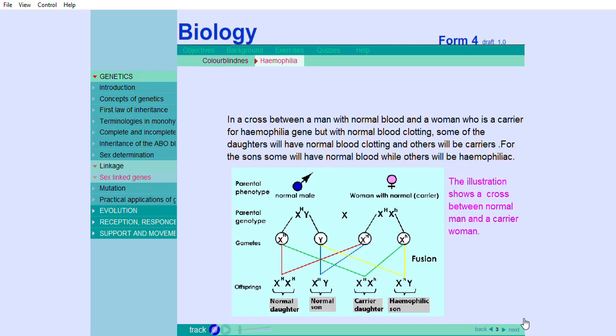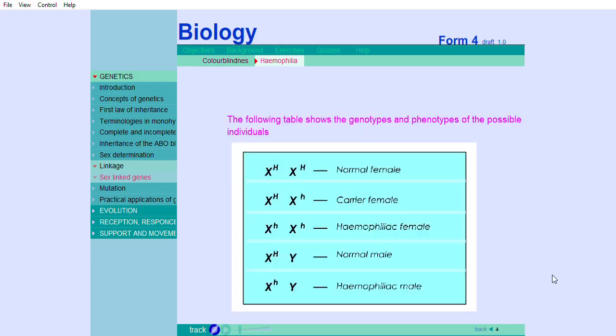In a cross between a man with normal blood and a woman who is a carrier for the hemophilia gene but with normal blood clotting, some of the daughters will have normal blood clotting and others will be carriers. For the sons, some will have normal blood while others will be hemophiliac. The illustration shows a cross between a normal man and a carrier woman. The following table shows the genotypes and phenotypes of the possible individuals.